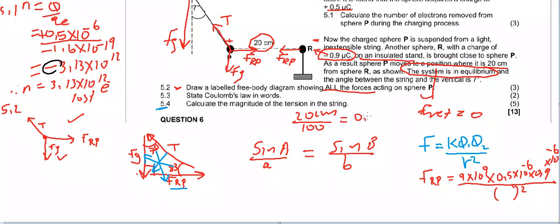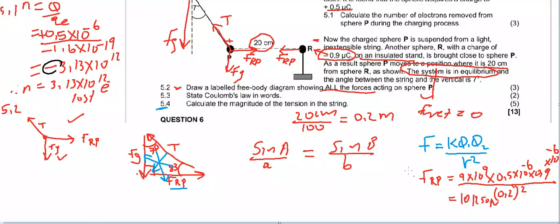R squared is the distance between R and P, which is 20 centimeters, which means we are going to change centimeters to meters. 20 centimeters divided by 100 is equal to 0,2 meters. So we have changed it, then we substitute 0,2 here. Then let's press the calculator.